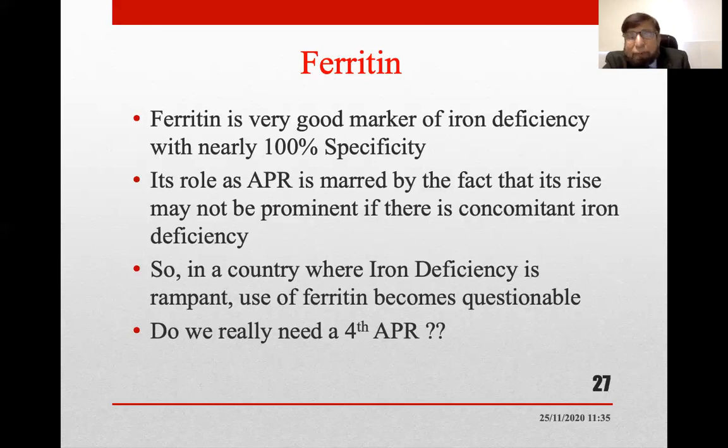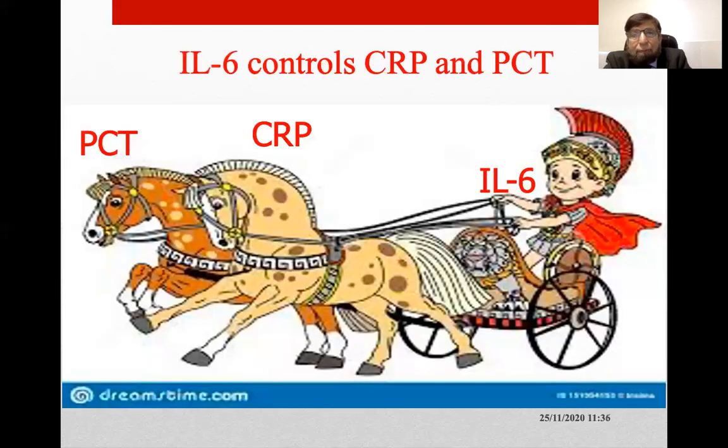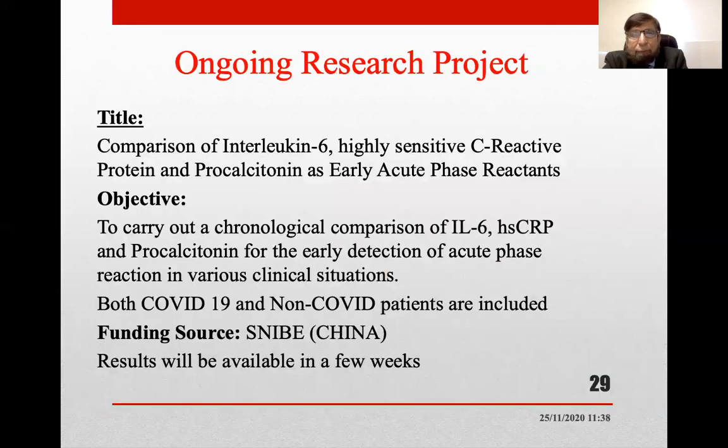Do we need another fourth APR? Are three not sufficient? This is a big question for all of us. This is a cartoon representation for my students that IL-6 actually controls the production of CRP and procalcitonin both. I think you will remember it with this picture.